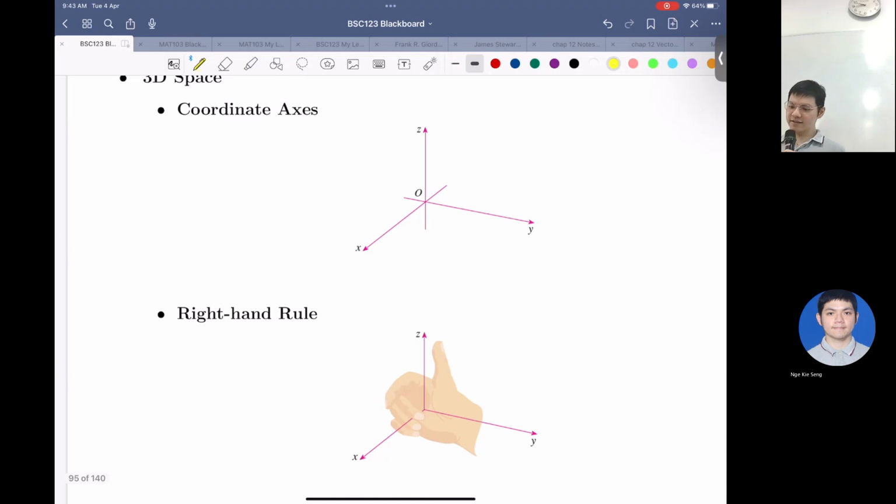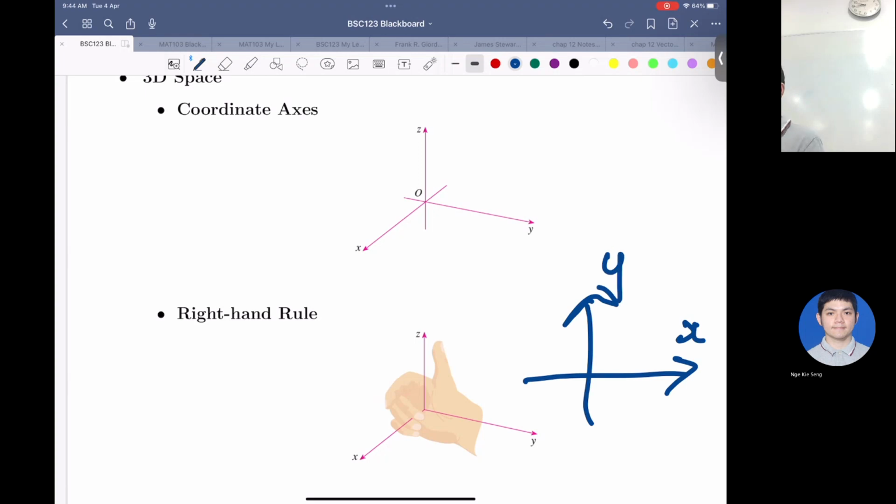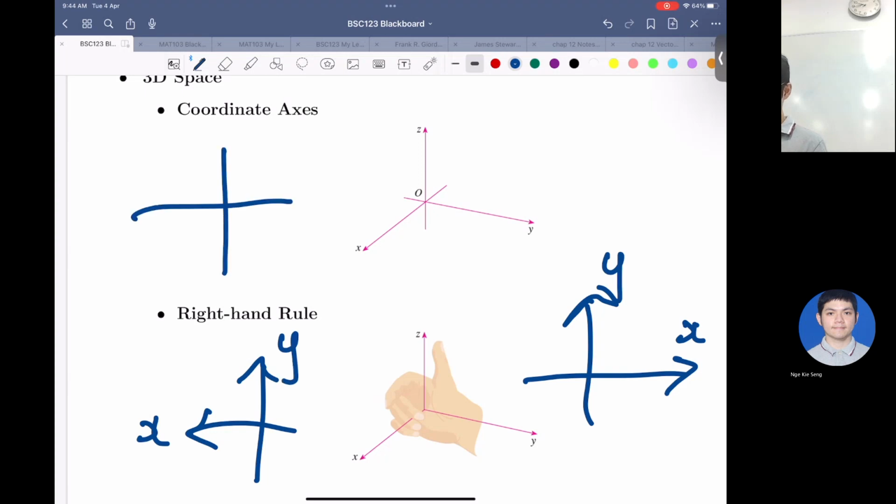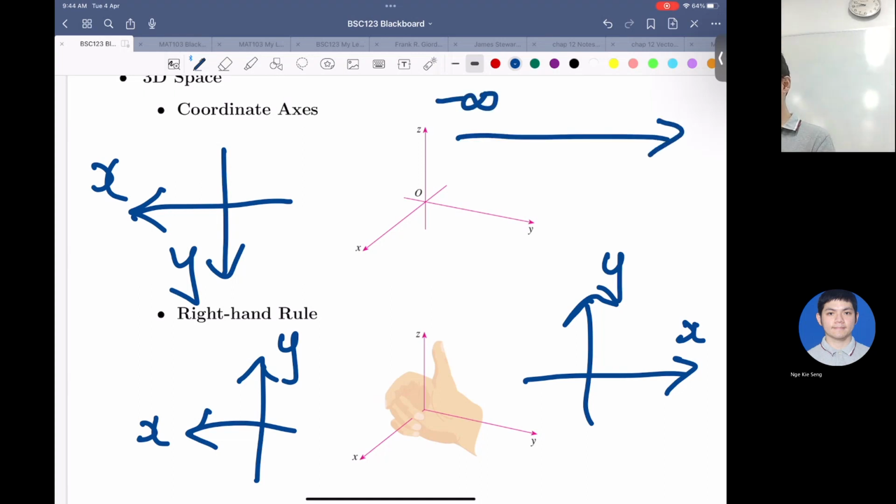And then the next is the right hand rule. What is the right hand rule about? This is actually the orientation. We always draw the axes like this, right? Why not draw something like this, or something like this? There's no reason. This is just a convention. Usually we start from a real line, from negative infinity to infinity, going from left to right for x. And for y, we're going from bottom to up. So this is just a convention.